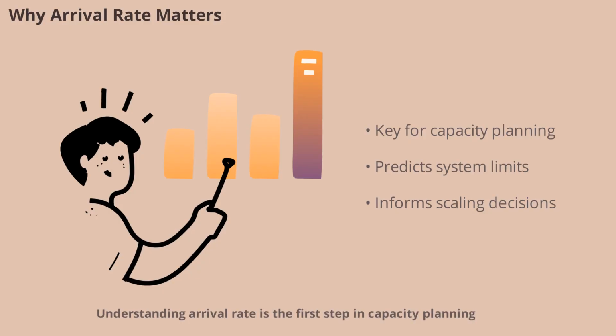Understanding arrival rate is the first step in capacity planning. It helps you predict how much traffic your system can handle before performance starts to degrade. By monitoring and analyzing arrival rates, you can make informed decisions about scaling your infrastructure and preparing for peak events.